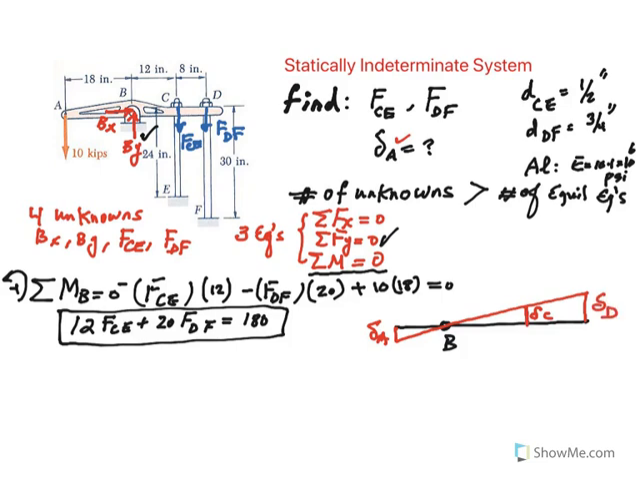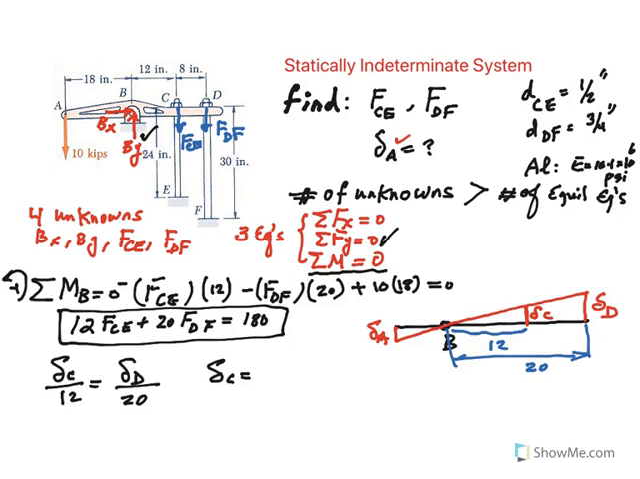All right. So now, using the geometry, you could see that delta C divided by this distance, which is 12, should be the same as delta D divided by this distance. Basically, using similar triangles, that's 20 inches. So this relation that delta C over 12 is the same as delta D over 20. So basically, if you rearrange this equation, delta C becomes 0.6 of delta D.